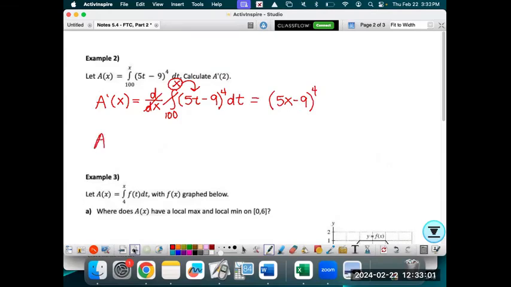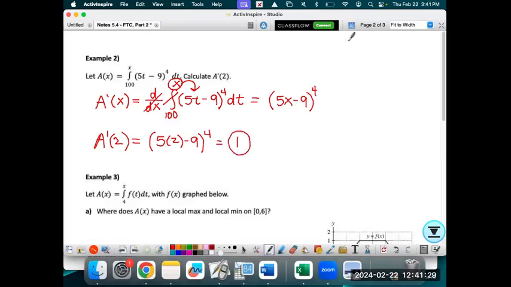And now you can calculate what A prime of 2 is. So that's 10 minus 9, which is 1. 1 to the 4th power is 1.